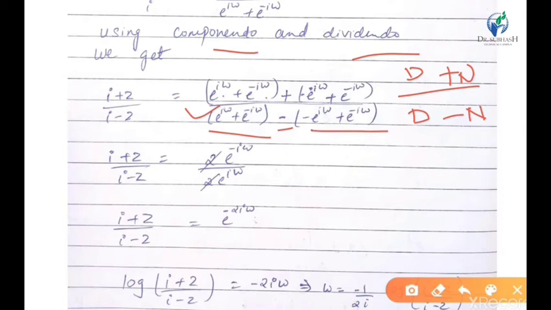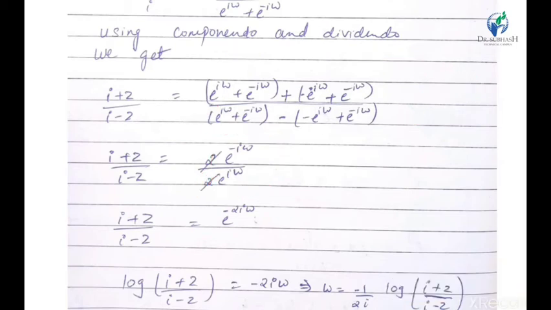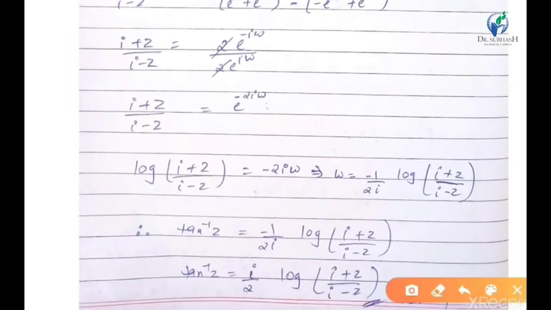On simplifying this term, we get 2e raised to minus iw upon 2e raised to iw. This 2 will get cancelled, and we take e raised to iw to the numerator part. We get e raised to minus 2iw. Now to remove this exponential power, we take logarithm. So we get log of (i plus z) upon (i minus z) equal to minus 2iw, and w will be equal to minus 1 upon 2i log of (i plus z) upon (i minus z).